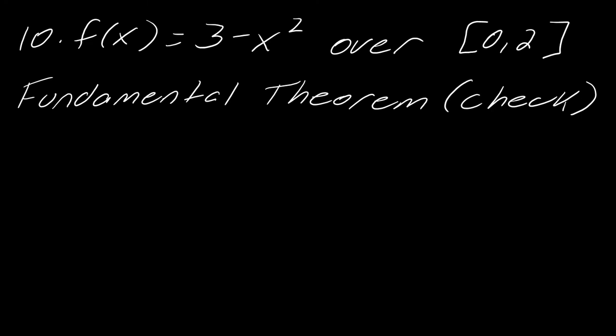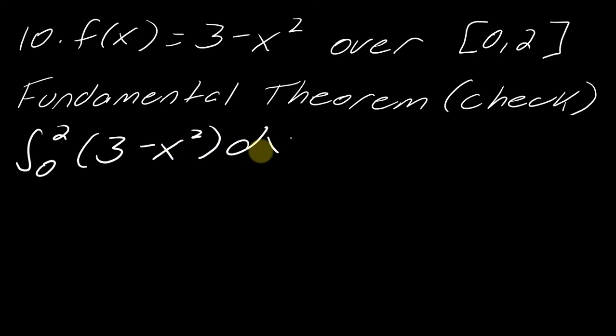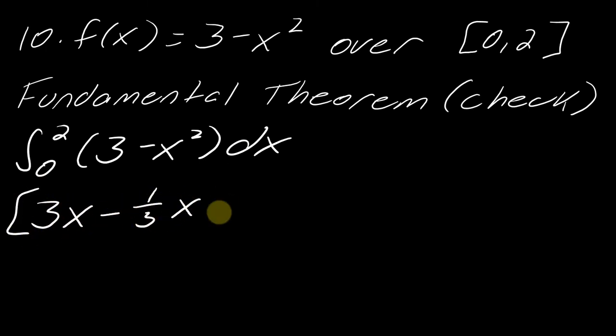So now I'm going to use the fundamental theorem here, and it's going to go so much faster than all that other work that we did. So I'm going to go from 0 to 2 of 3 minus x squared. So all I have to do now is integrate. If I integrate this, this is 3x minus 1/3 x, oops, sorry, x cubed. And I evaluate this from 0 to 2.